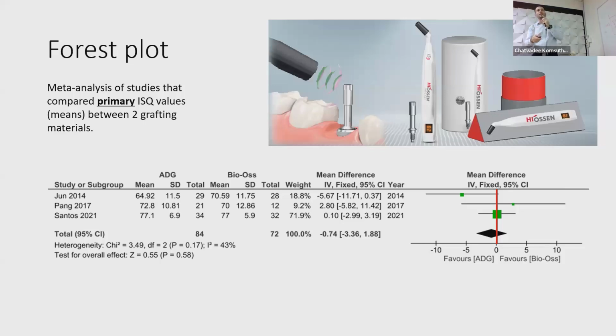So if the 95% confidence interval touches the line of no effect, what does that mean? What do you think this means? Again, the line of no effect represents that there is no significant difference between the test and the control group. So if this line touches the line of no effect, what does that mean? Yeah, very good. It means that in that particular study in June 2014, there was no significant difference between the test and the control group. So there was no significant difference between ADG and BIOS.